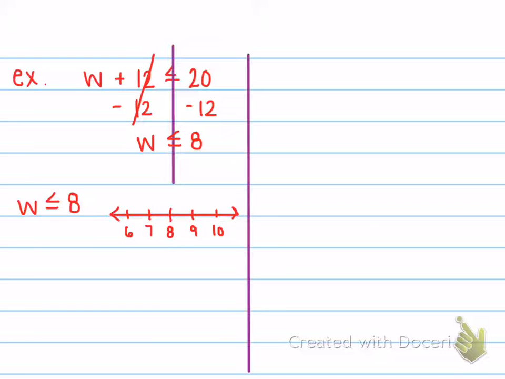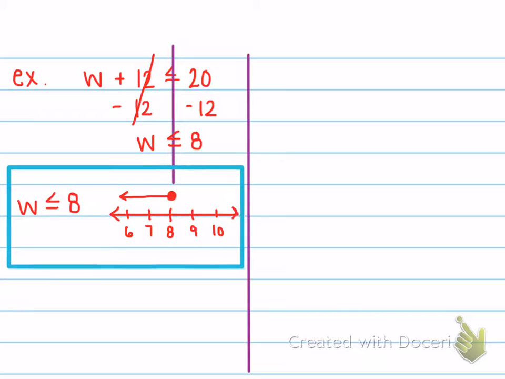I check if it's open or closed, and because it has the equal to, I know it's going to be closed, because it can go up to 8, and it can be 8. And w is less than, so these are the numbers that are less than. 6 is less than or equal to 8 is true, so I know it goes the right direction. You have to have all of this for your solution. So you have to make sure you have both the inequality and the graph.